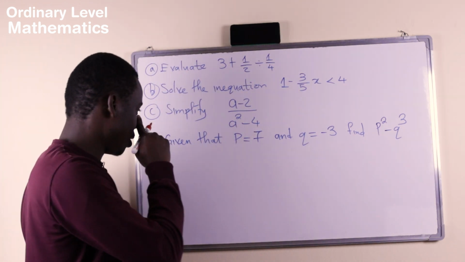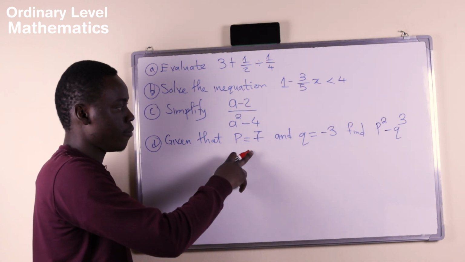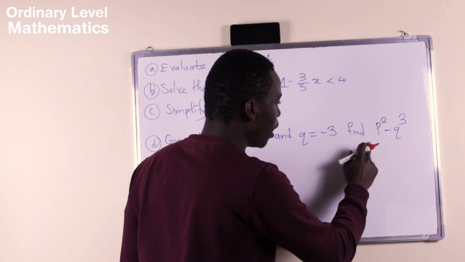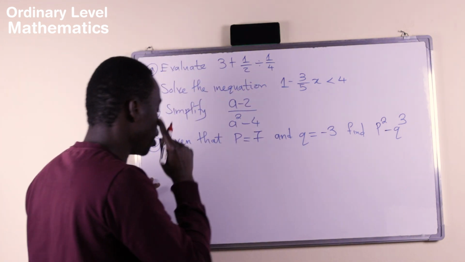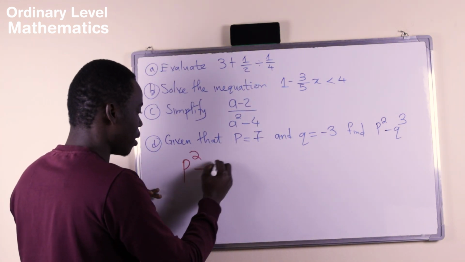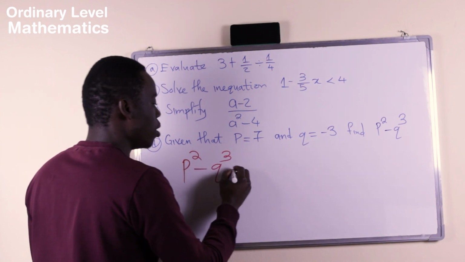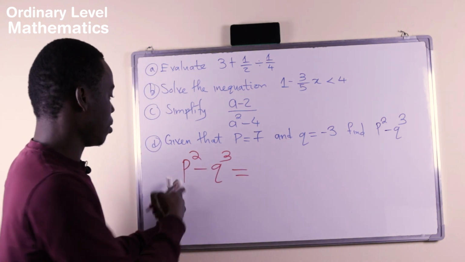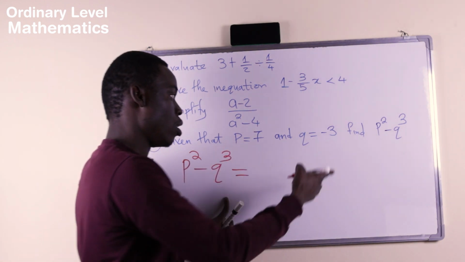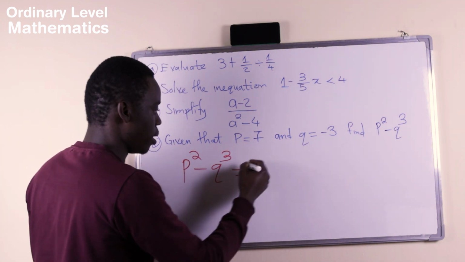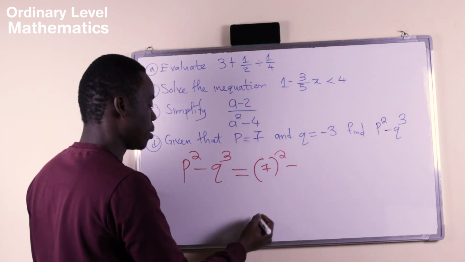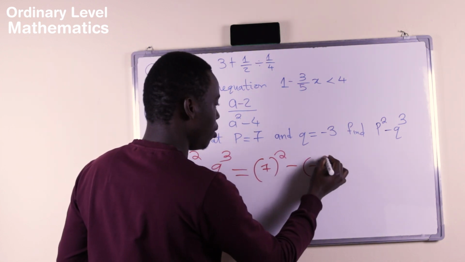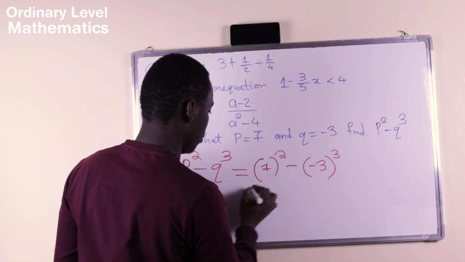Now, our final question says that given that p is equal to 7 and q is equal to -3, find p squared minus q to the power 3. So p squared minus q to the power 3. So this is equal to, where there's p, you put 7, where there's q, you put -3. So in our case here, you have 7 squared minus -3 to the power 3.